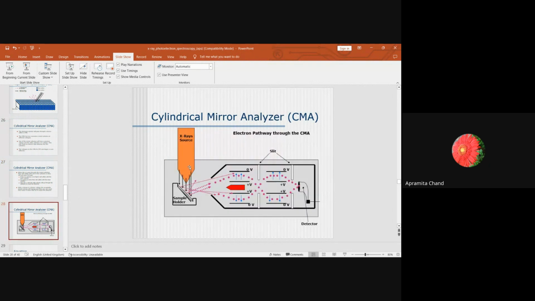So the cylindrical mirror analyzer looks like this. We have given the complete schematic diagram, but if you zoom into the cylindrical mirror analyzer, it will look something like this. The X-ray sources are there, and the electrons are passing through in various directions. Some will hit the outer cylinder if they are passing at a very high velocity. Some will hit the inner cylinder like this, and only a few will have the correct energy, and those will be detected.